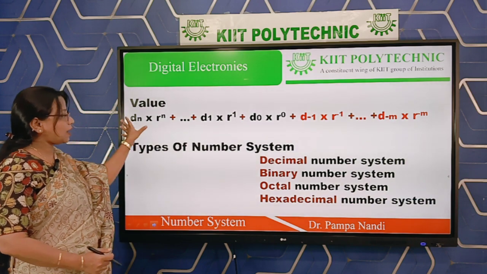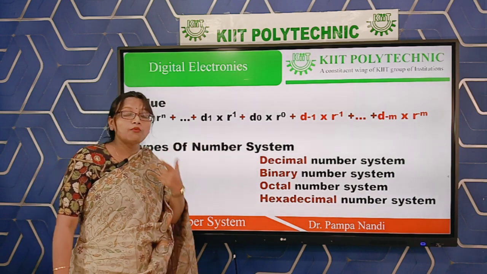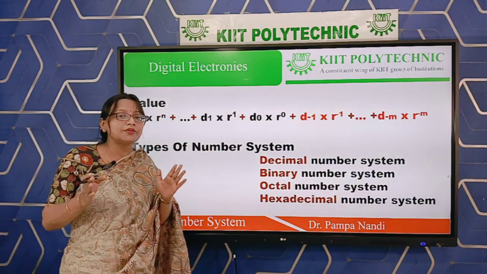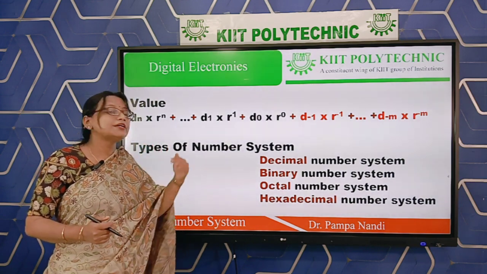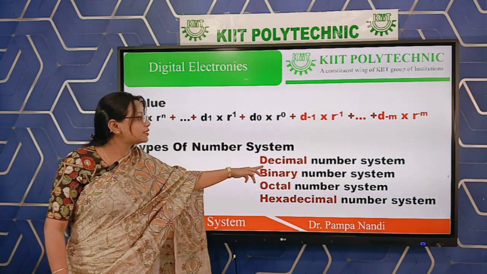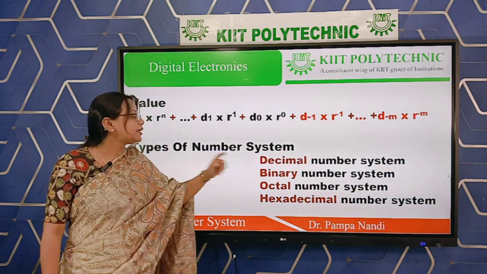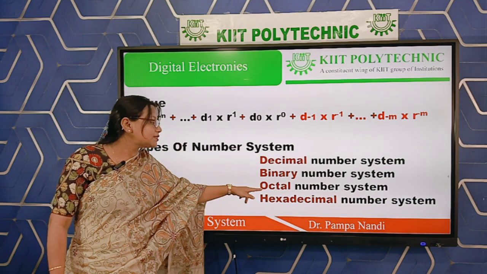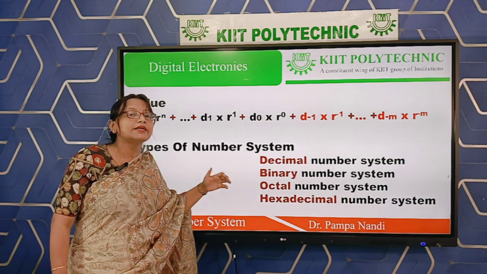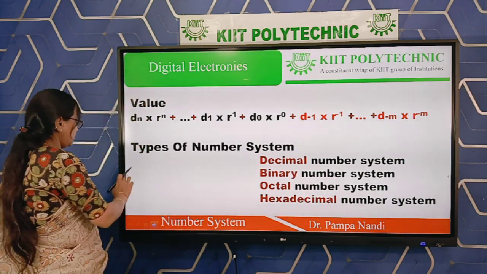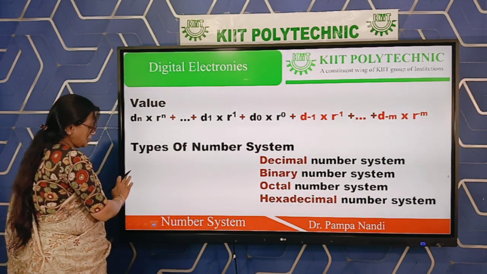When I go into detail, I will show how the number is forming. One thing to note is that different number systems have different bases. According to the different base or radix, different number systems are formed. The decimal number system has base 10. The binary number system means base 2. The octal number system has base 8, octal meaning 8. Then the hexadecimal number system means base 16. Let me go into detail about the different number systems.